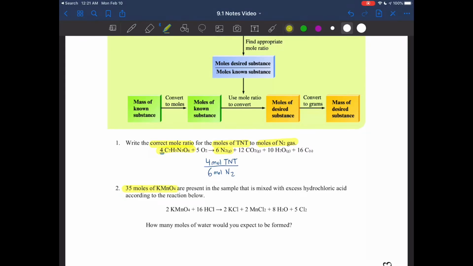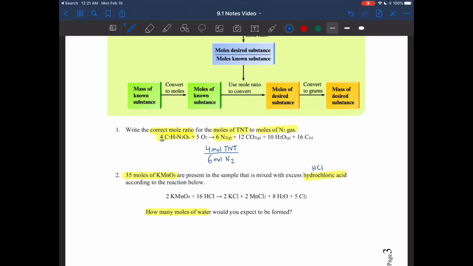Next question. 35 moles of KMnO4 are present in a sample that is mixed with excess hydrochloric acid, or HCl, according to the reaction below. How many moles of water would you expect to be formed? Okay, so we're starting with 35 moles of KMnO4, and we're trying to convert it to moles of water. We're going to write down what we have first and use a conversion factor to get to moles of water. Now, we know that there are 35 moles of KMnO4, and then in the chemical equation, there are 2 moles of KMnO4.